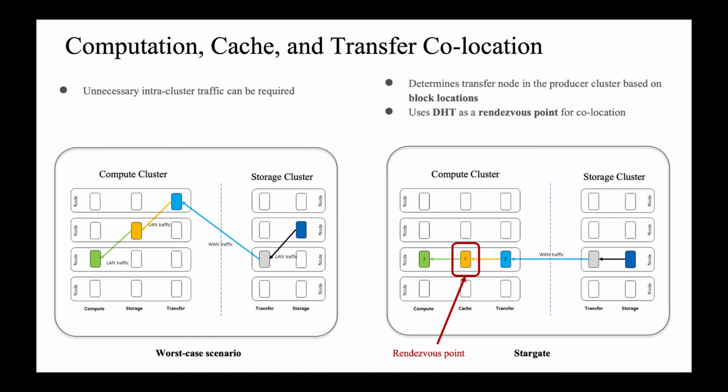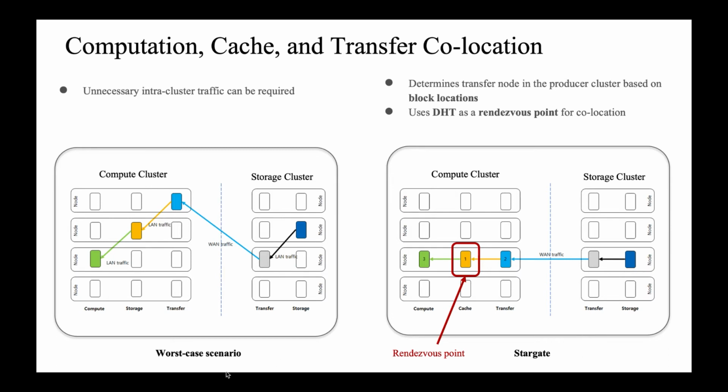Stargate co-locates computation, cache, and transfer to minimize unnecessary intra-cluster data transfer. In a storage cluster, the storage node and the transfer node may be different. In this case, LAN traffic is required for data access. To address this problem, Stargate uses the data block layout of the underlying storage system to co-locate transfer and data.